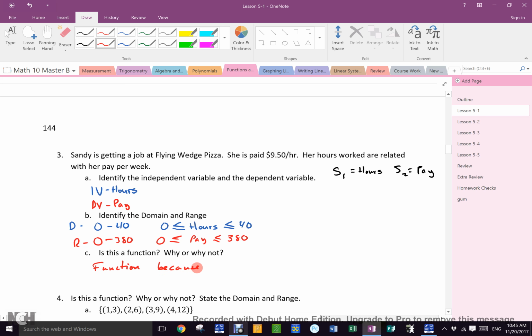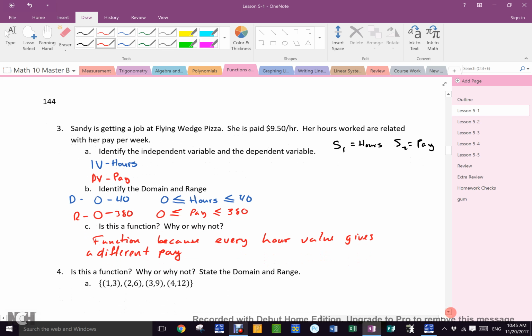because every hour value gives a different pay. Right? So every independent variable value gives me a different dependent variable value. Everybody cool? All right, let's look at the next one.